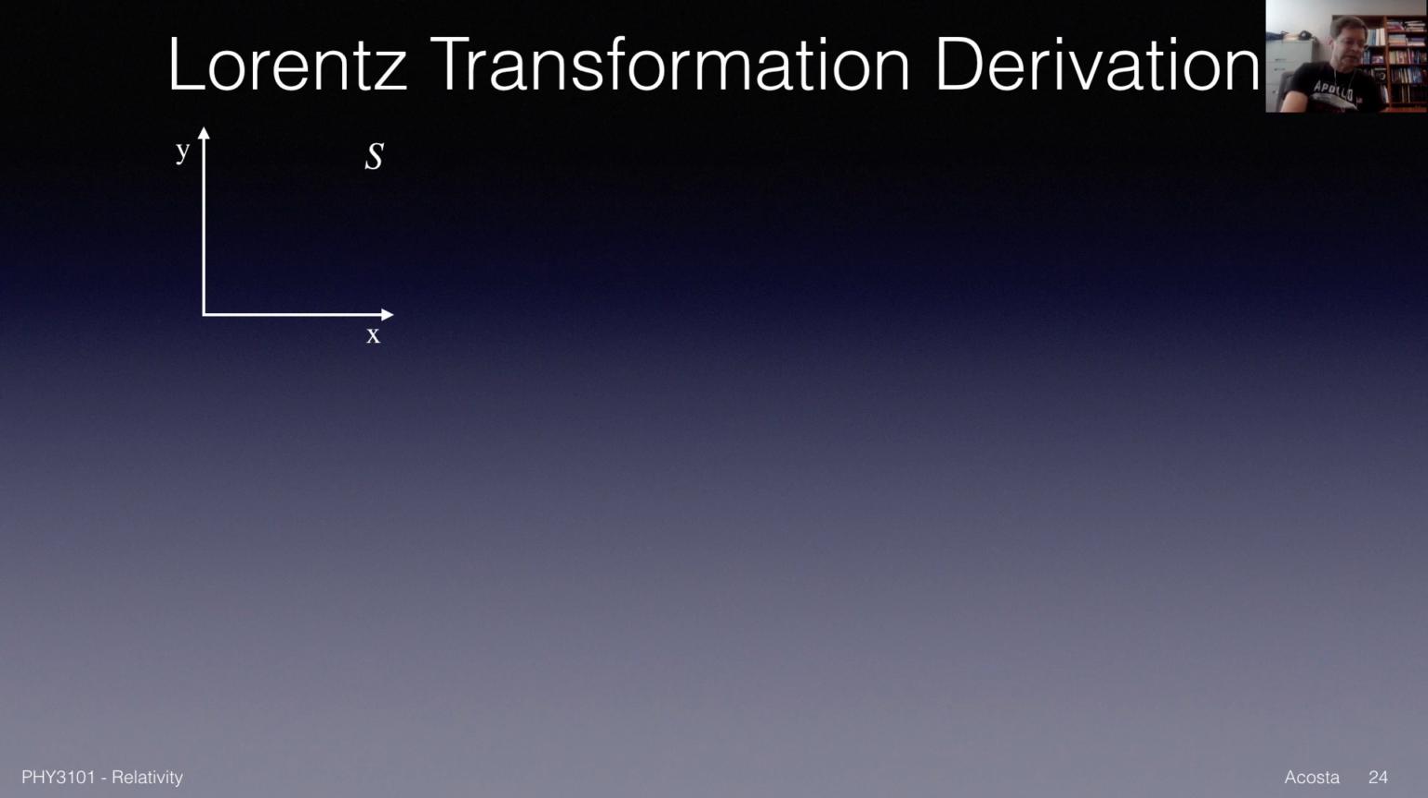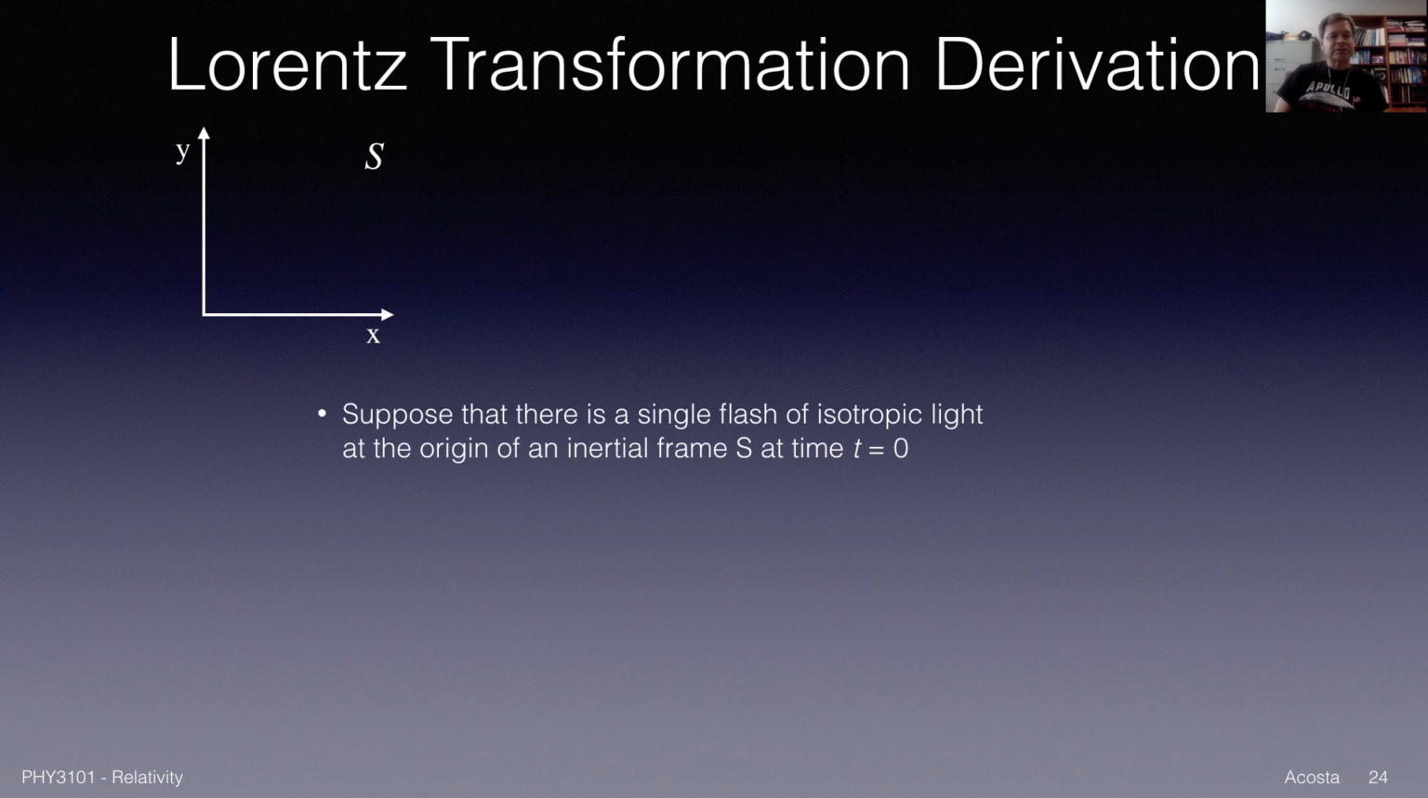So we're going to start again from a frame S here, and let's suppose that there is a single flash of isotropic light that is set off at the origin. So some flash bulb went off and emitted light in all directions at time t equals 0. And we can illustrate that here by this expanding sphere of light, the orange circle there. So this was frame S.